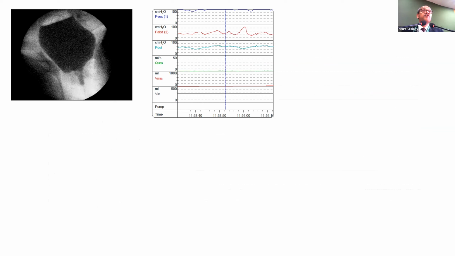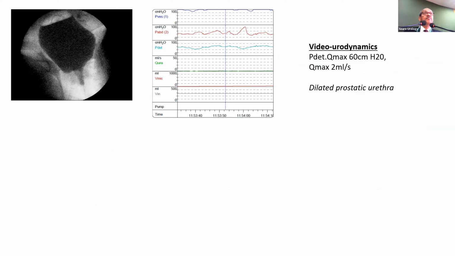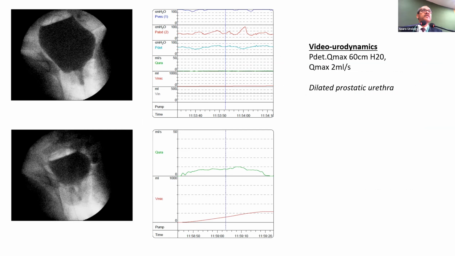That's the patient's video study. And this is the video urodynamic snapshot, which shows the high pressure, very slow flow and a dilated prostatic urethra. The pressure goes up to about 60, but we always do what's called a video uroflow in these children.